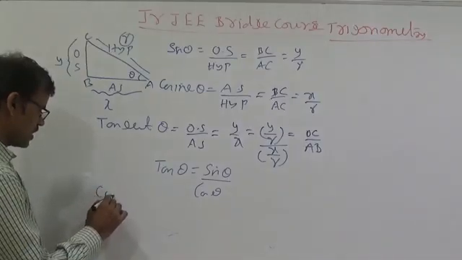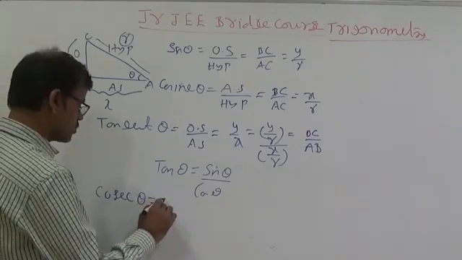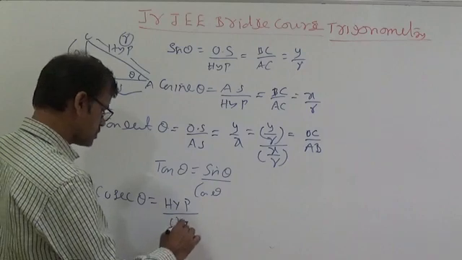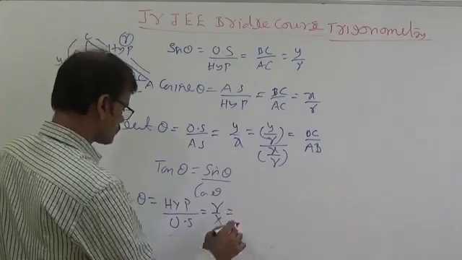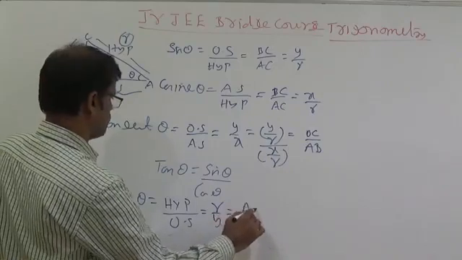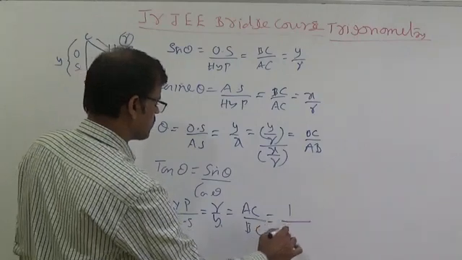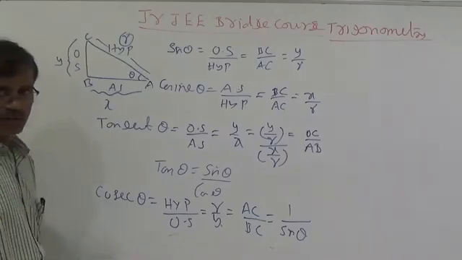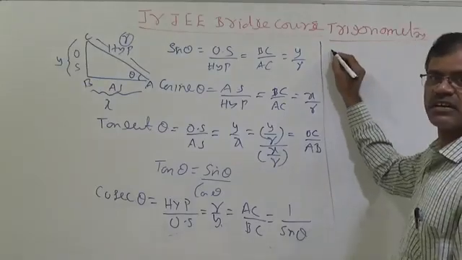Next, taking reciprocals of the given trigonometric functions. Cosecant theta is equal to hypotenuse by opposite side, that is r by y, that is AC by BC. This can be written as the reciprocal of sin theta. So 1 by sin theta we can write, that is cosecant theta. Now let us discuss secant theta.